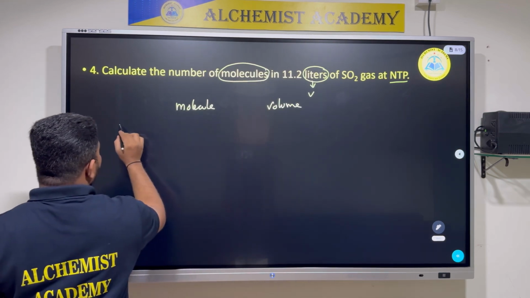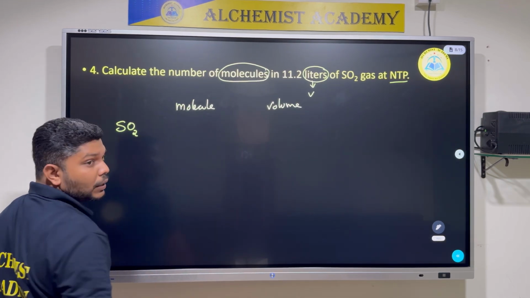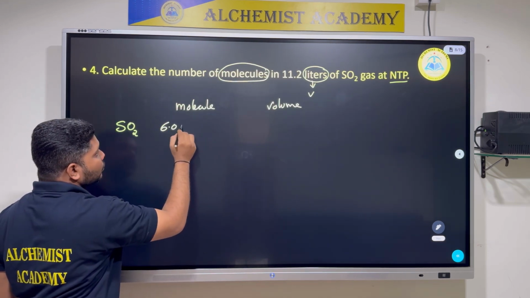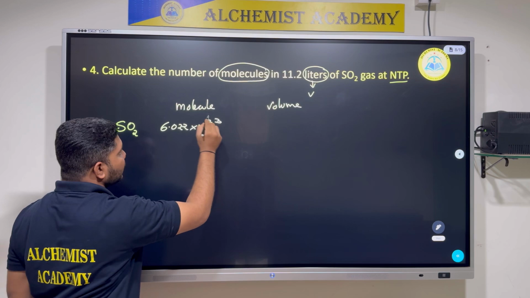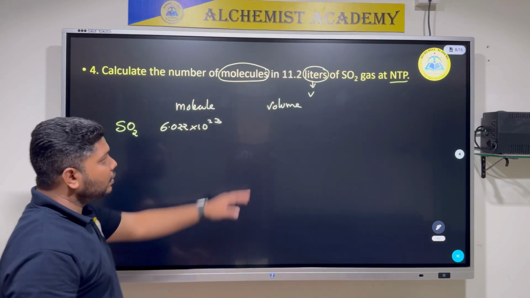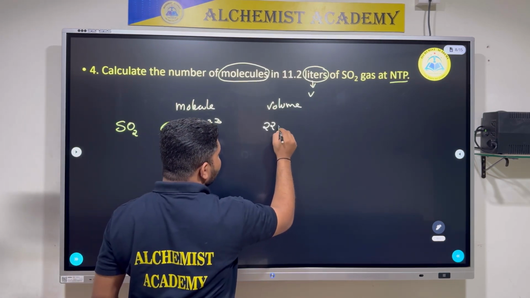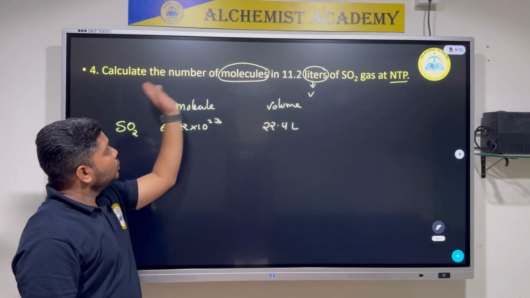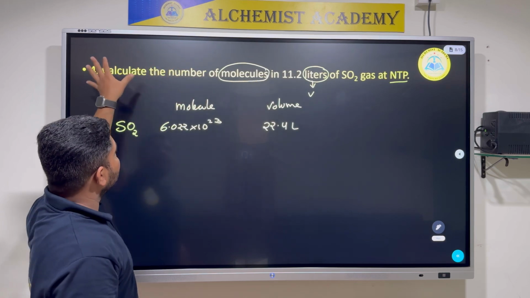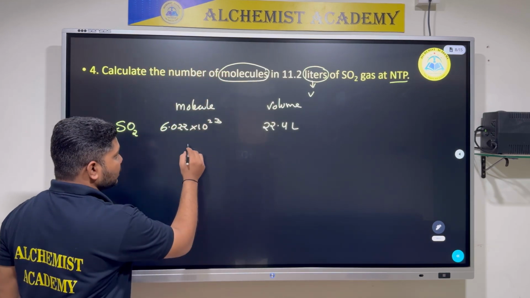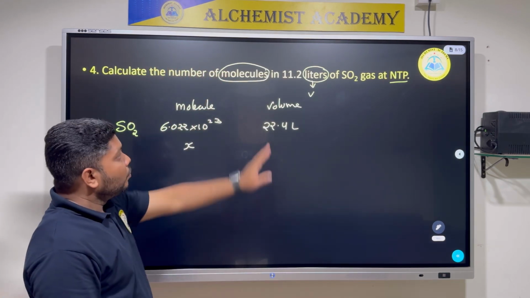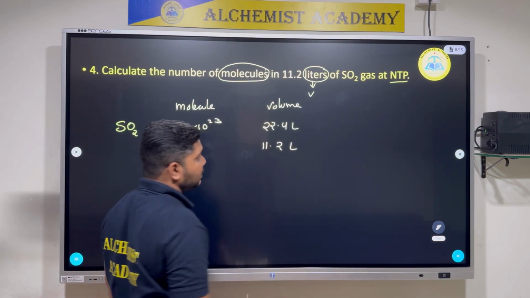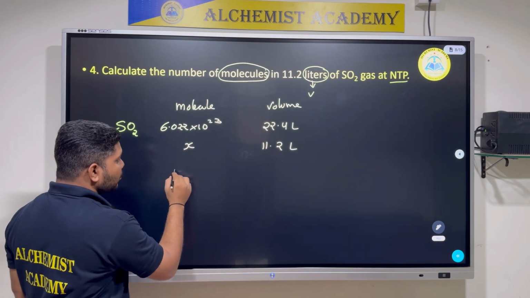Who is the element or molecule here? SO2. We'll write the standard here. What is the standard? Molecule: 6.022 into 10 raised to 23 molecules, a standard one. Whereas the volume standard is what? 22.4 liters. Now based on this problem, you see what is given and what is asked. Calculate the number of molecules is asked. So I'll say x this side, whereas the volume given is 11.2 liters. Same thing, now you do the cross multiplication here.